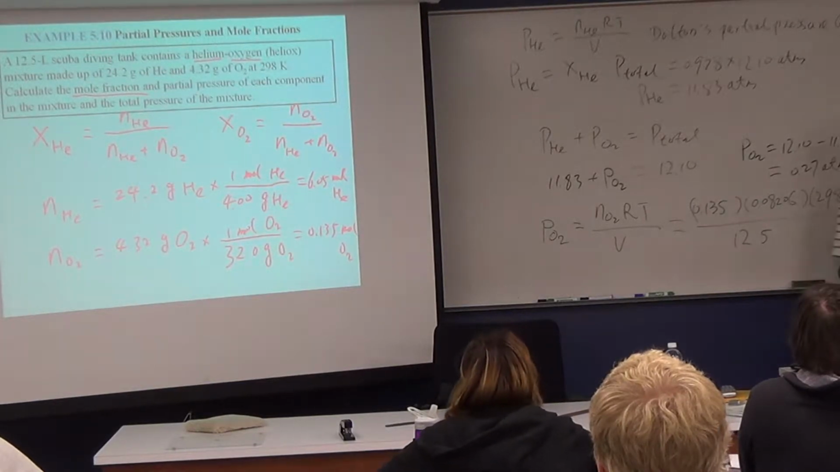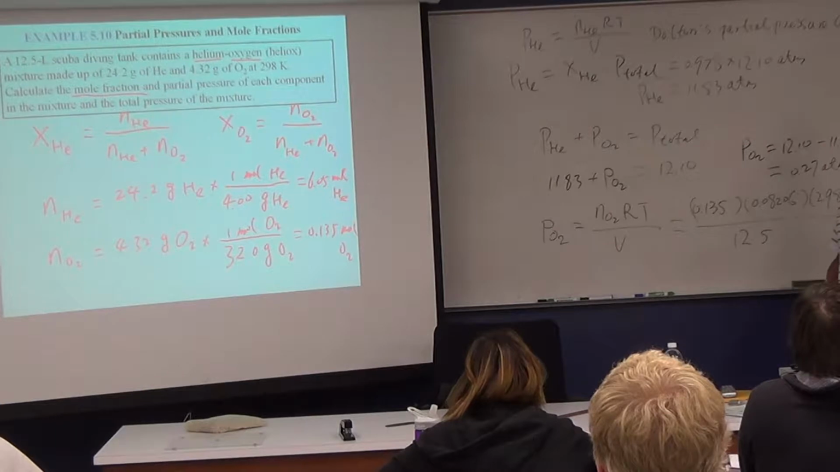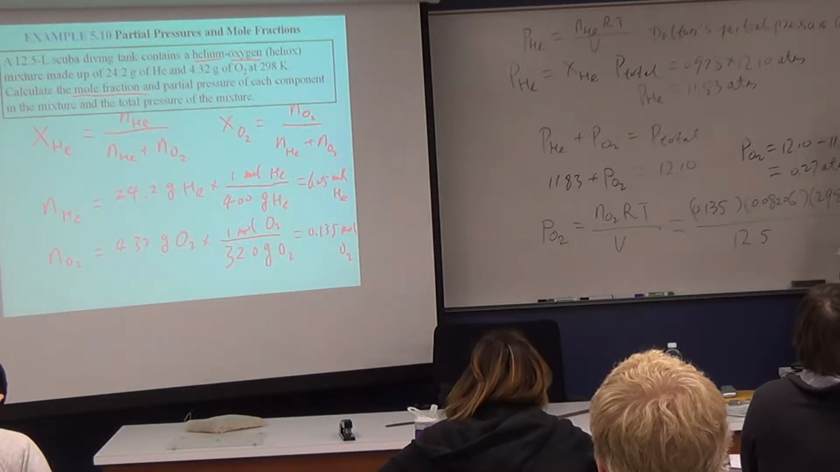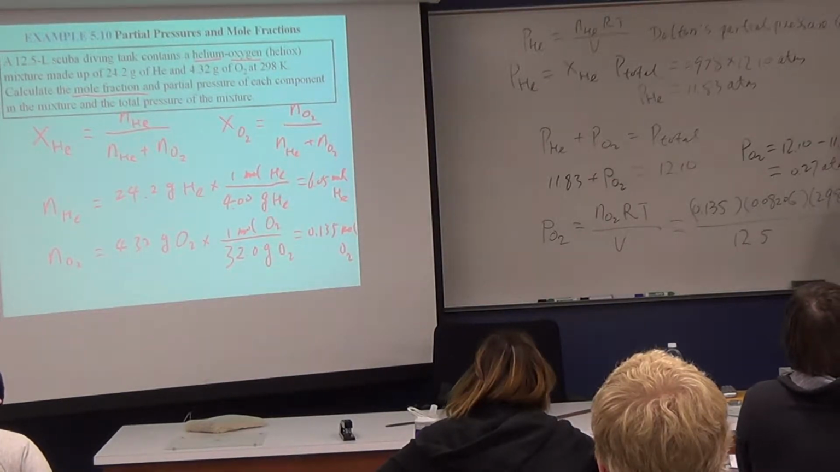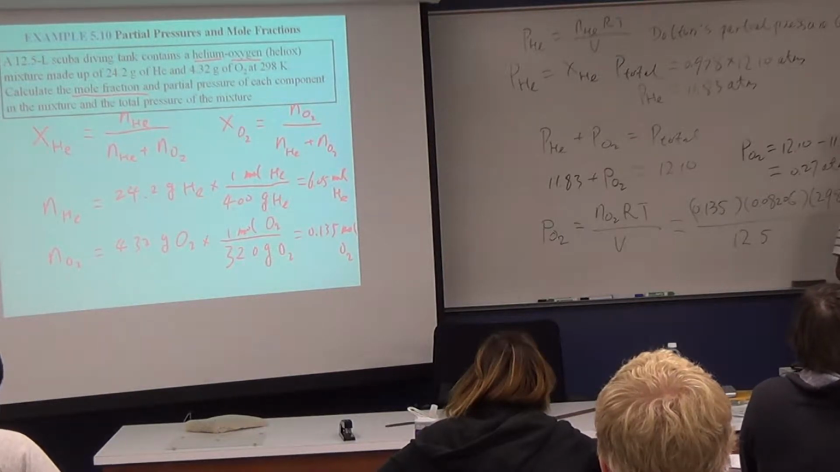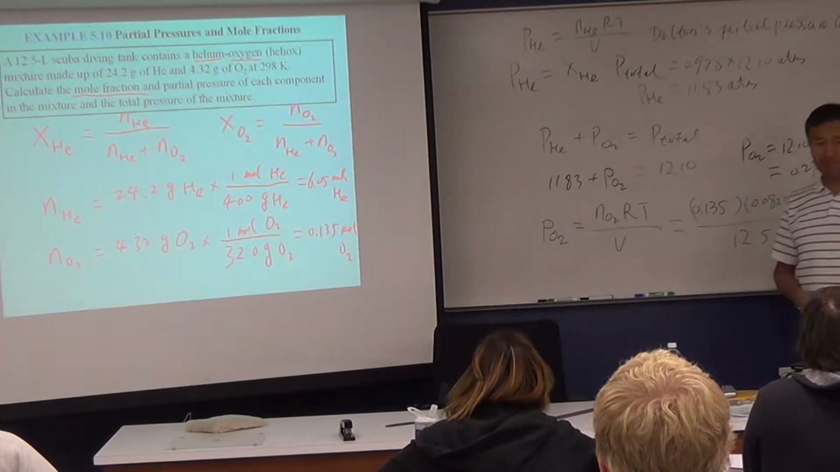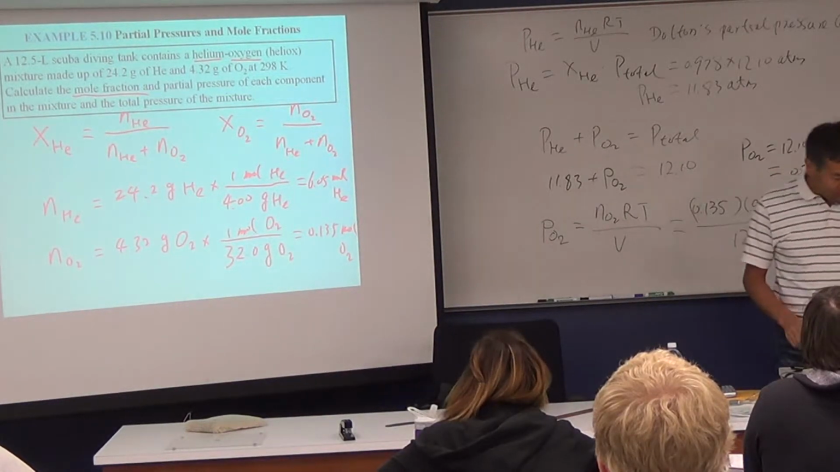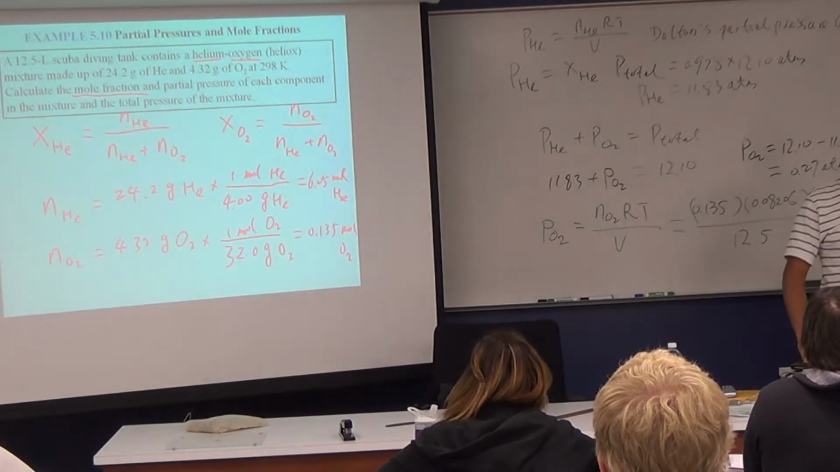What other way can you think of to find the partial pressure of O2? You can probably use density. And what else can you use? How did we find the partial pressure of helium? Mole fraction times the total pressure. Okay, I think that's good. So that's another way, and I think that's about this example.